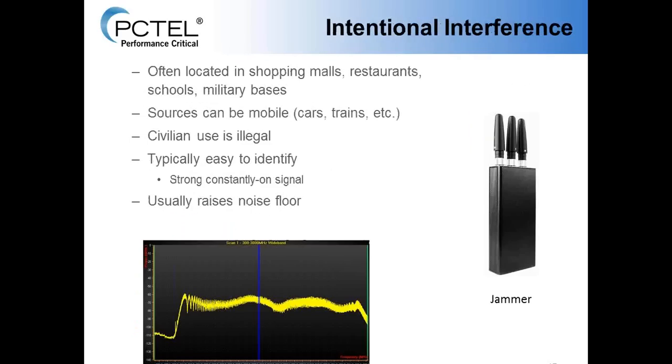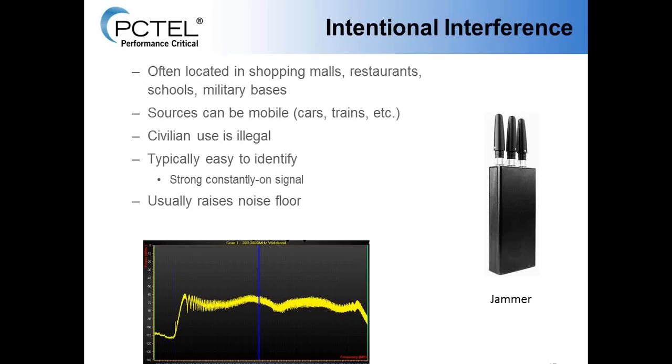And then there's also intentional interference. This is caused by devices intended to cause interference, such as the jammer. They're located in shopping malls, restaurants, schools, military bases, usually where there are a lot of people. The sources could also be mobile. They can be in cars, trains, buses, any moving object. Civilian use is illegal, but people still have them. They're available on the black market.